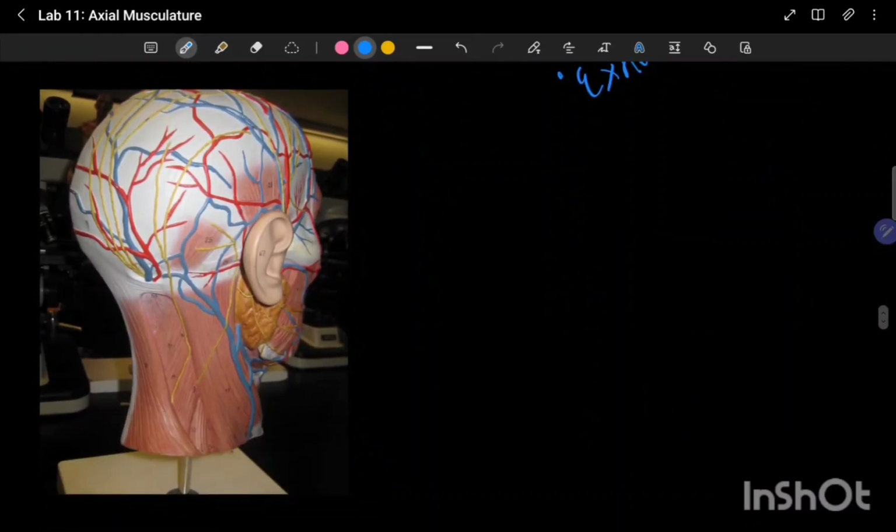So let's get into the back now. We're going to start with superficial back. And some of these muscles you see are going to pop up again with the appendicular skeleton. So just be aware of information coming from both labs for the same kinds of muscles.